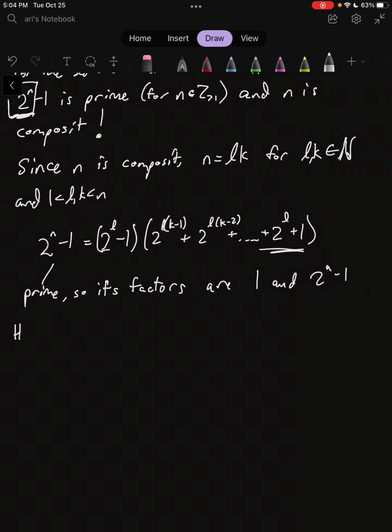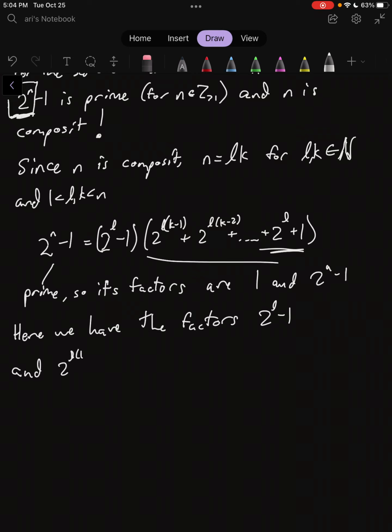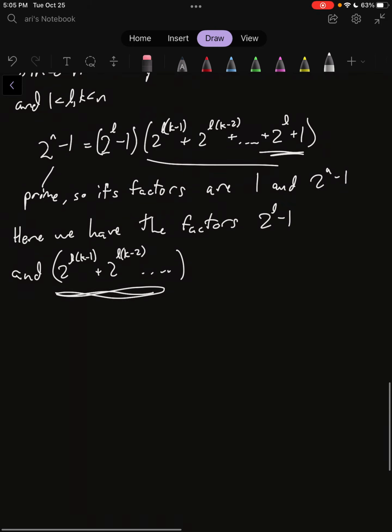And here we're saying, here we have the factors 2^L - 1, and this long expression over here, 2^(Lk-1) + 2^(Lk-2)... We have this long expression. So basically the only way for 2^n - 1 to be prime is if either 2^L - 1 is equal to 1 and this long expression is equal to 2^n - 1. So I should write this out.